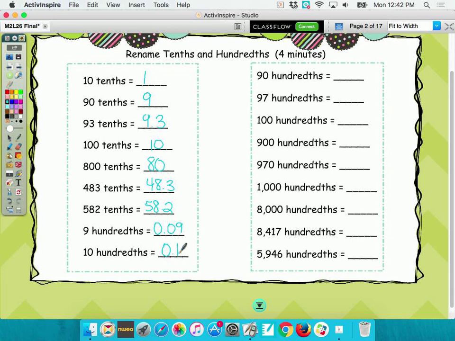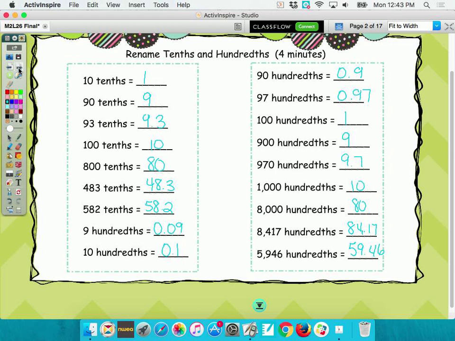Did you not hear me? You're to tell me what to write. Oh, wait. 0.9, 0.97, 1, 9.7, 10, 80, 84.17, 59.46. How do you say that number? 59 and 46 hundredths. Very good.